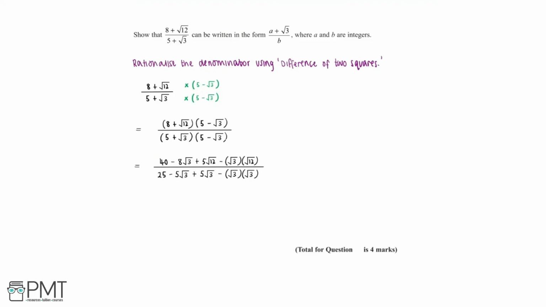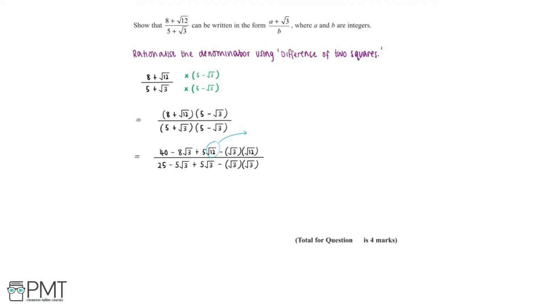Now let's take a closer look at root 12. 12 is equivalent to 4 multiplied by 3, and so we can say that the square root of 12 is equivalent to the square root of 4 multiplied by 3. Now using our surd laws, we can say that the square root of 4 multiplied by 3 is equivalent to the square root of 4 multiplied by the square root of 3. We can simplify the square root of 4 because we know that root 4 is equal to 2. And so we can see that root 12 can be written as 2 root 3.